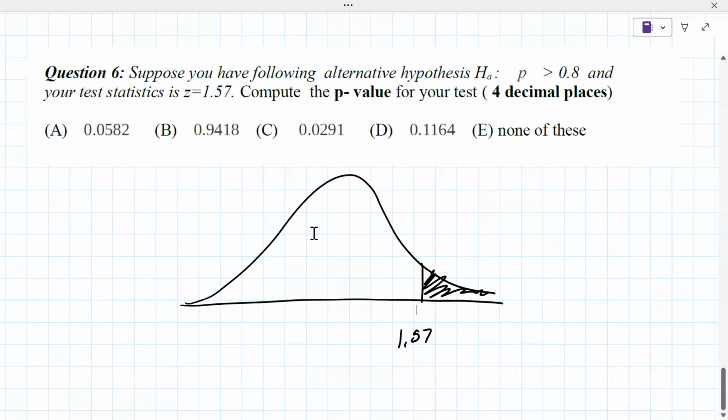How are you going to find the p-value on your test? I guess what I'm asking is, do you have your table? Do you have something you can use? Yeah, I'll just use the table. Okay, just for one here, make sure you can do this one.